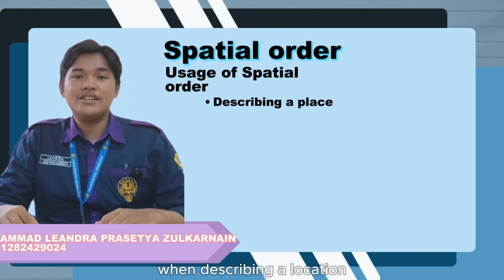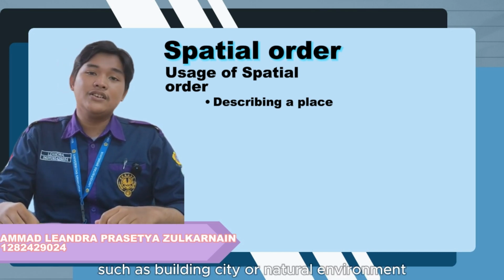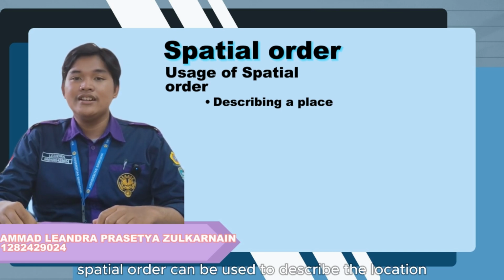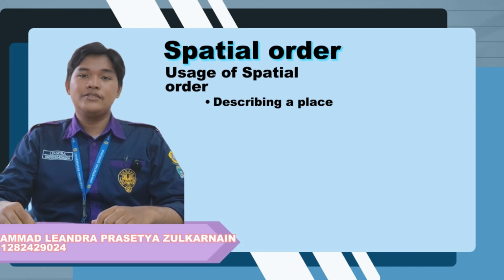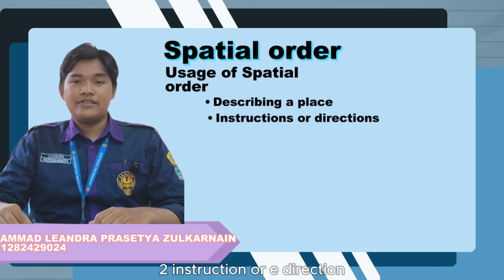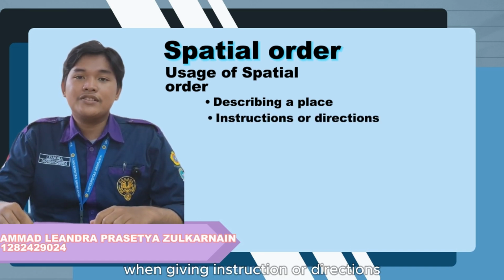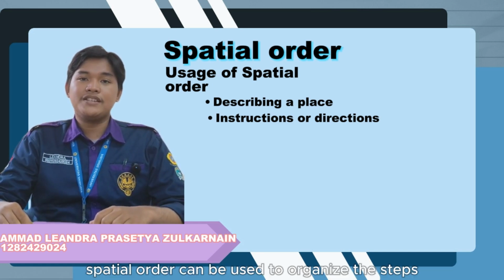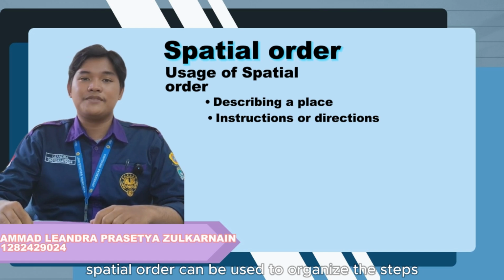When describing a location, such as a building, city, or natural environment, spatial order can be used to describe the location and its components. Number 2, instruction or direction. When giving instructions or directions on how to do something related to its location or space, spatial order can be used to organize the steps.